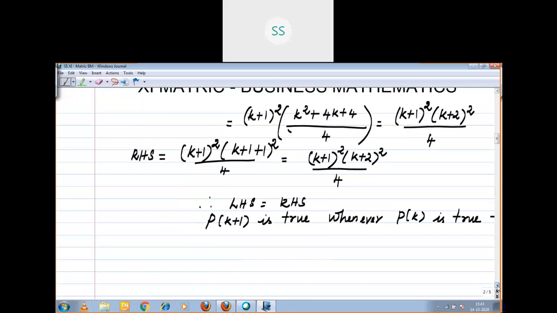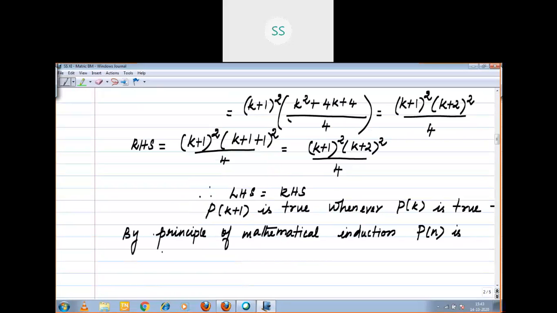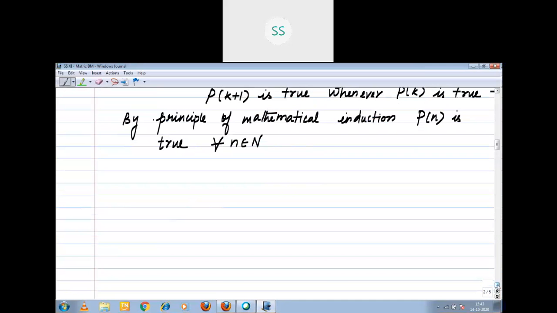Therefore, by the principle of mathematical induction, P of n is true for all n belongs to capital N. It is true for natural numbers, right? Now, question number 2.